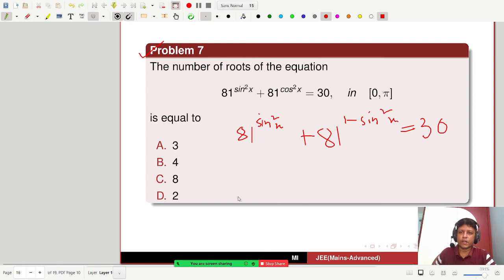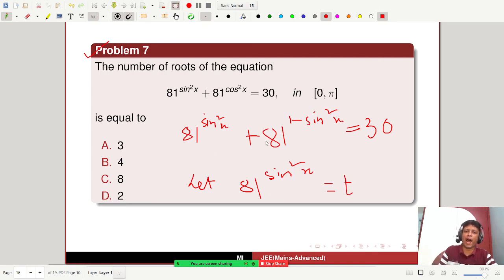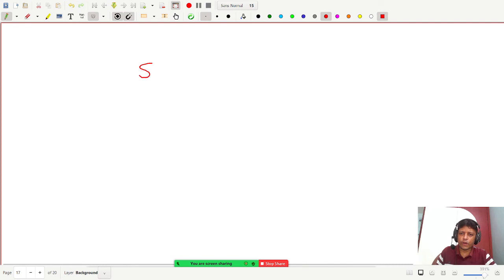Now let 81 to the power sin square x be t. You can convert to the cos also. So let it be t, then it will be t plus 81 by t equal to 30. That will be the equation using the indices. That makes sense, okay. Now this is quadratic, simplify.